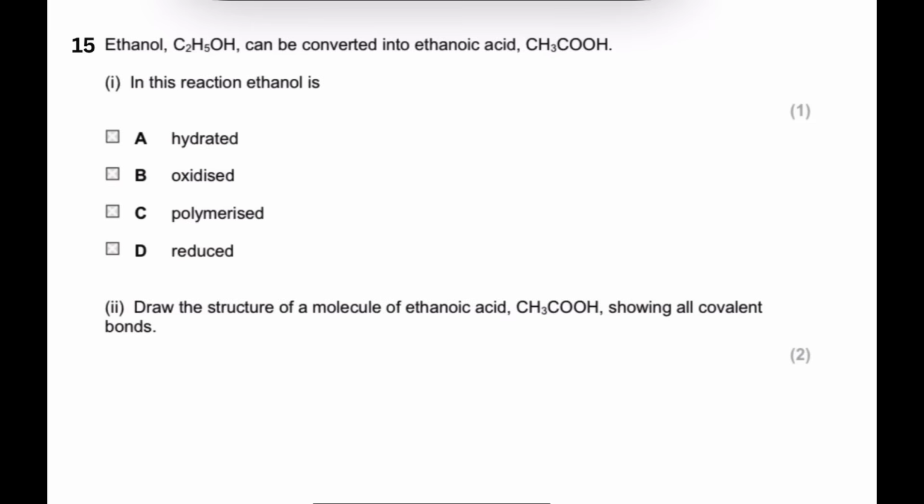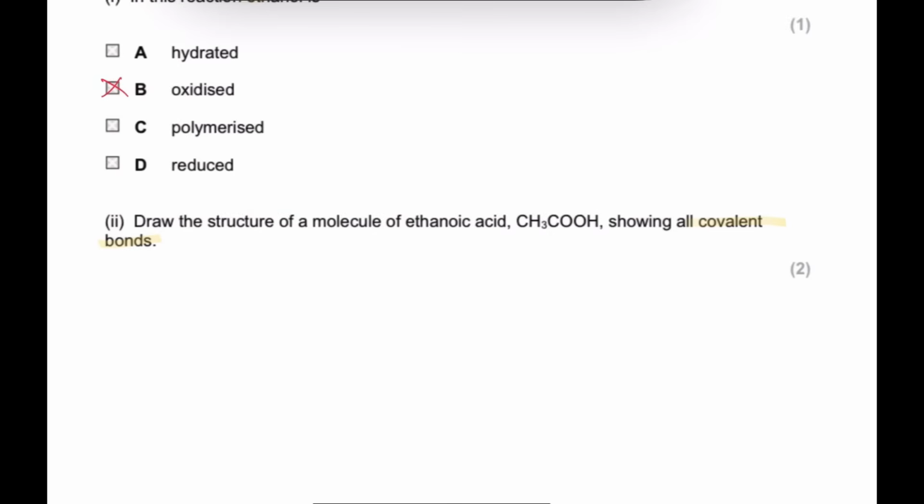15. Ethanol, C2H5OH, can be converted to ethanoic acid. In this reaction, ethanol is completely oxidized. Draw the structure of a molecule of ethanoic acid and show all the covalent bonds. In this case, they just want us to show our bonds as lines.